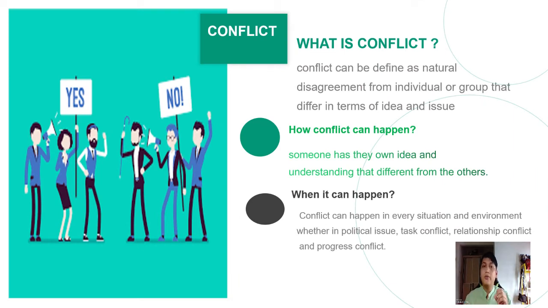For our first point, we have to know what conflict is. Conflict can be defined as a natural disagreement between individuals or groups that differ in terms of ideas and issues. Conflict is an issue no human can avoid in our life. Usually conflict will happen when someone has their own idea and understanding that is different from others. Moreover, conflict can happen in every situation and environment, whether in political issues, task conflict, relation conflict, or progress conflict.